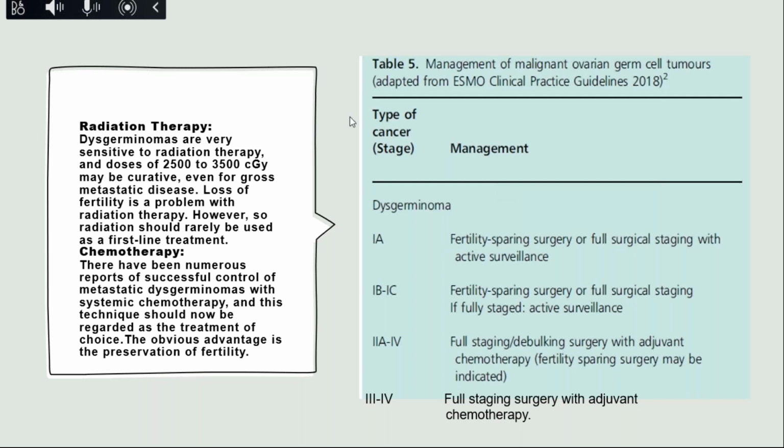Okay, so before moving to the next slide, as this is taking time, can you guys write in the chat box whether you have understood dysgerminoma? Do you have any question regarding dysgerminoma?